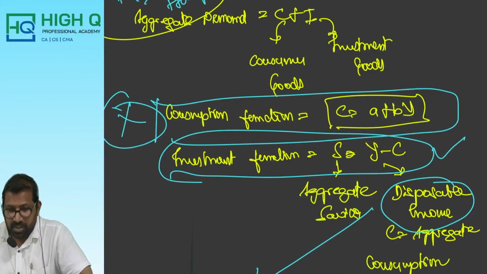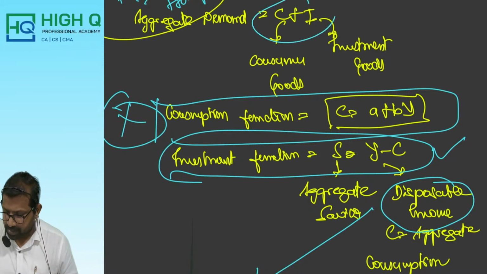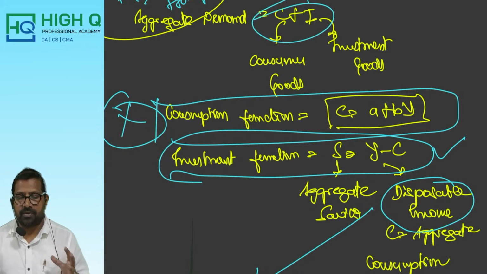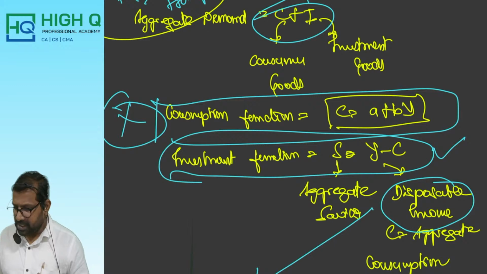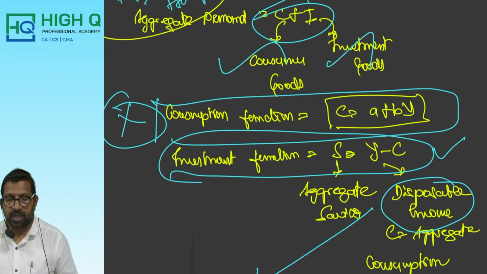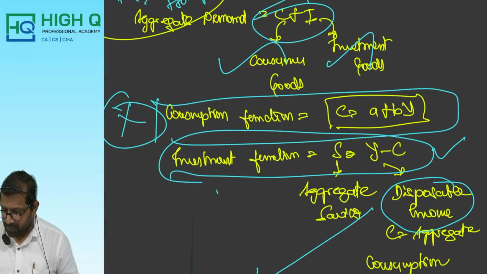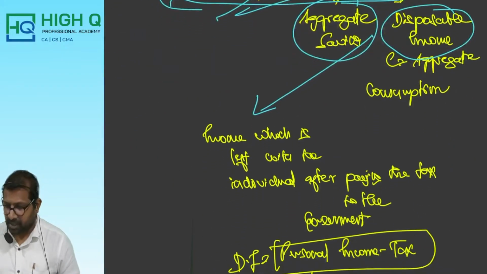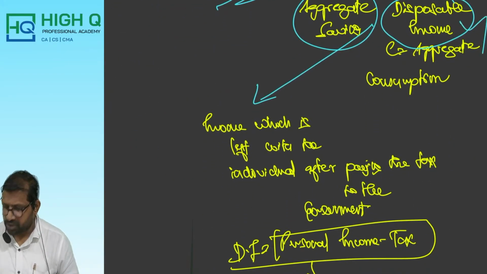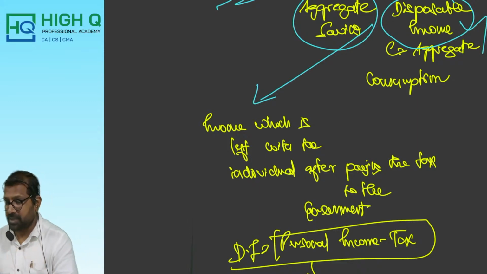Aggregate demand: what is the formula for aggregate demand in Keynes theory? C plus I. What is the meaning of C plus I? It deals with consumer goods as well as investment goods. What is the formula for the consumption function? C equals A plus BY. Investment function: S equals Y minus C, where S is aggregate saving and Y is disposable income. In this there are 3 types of income, very much important for your examination, students.